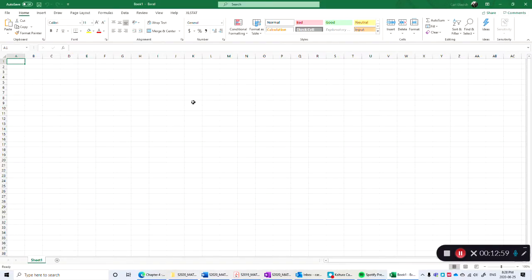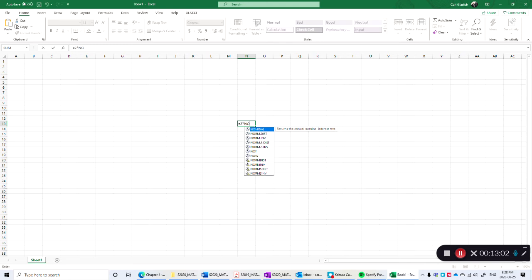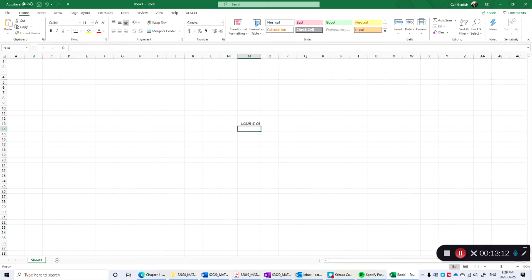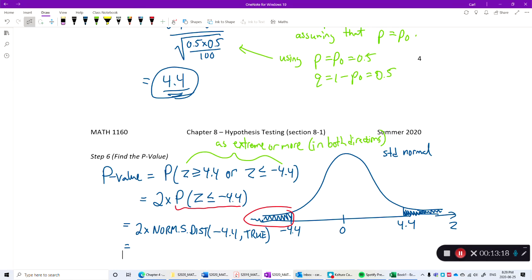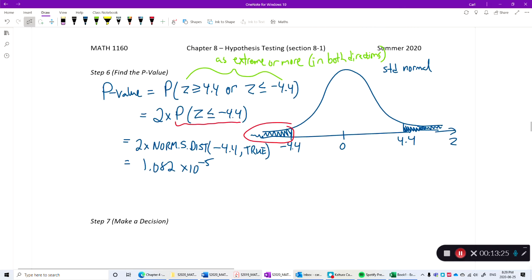4.4 sigmas away. 2 times norm.s.dist of negative 4.4, cumulative true. 1.082 times 10 to the minus 5. That's really small, right? Very, very small. I mean, if we wrote it with the zeros, it would be 4 zeros, then 1082. Right? 1, 2, 3, 4, 5. Yeah. So that's a very unlikely outcome. And that makes sense because getting 72 heads, it seems like that shouldn't happen. It's very unlikely.